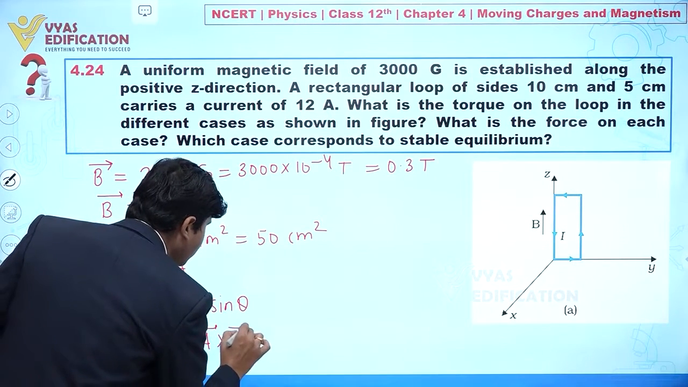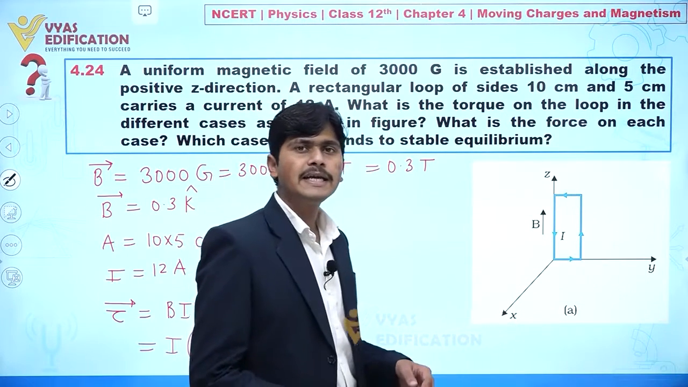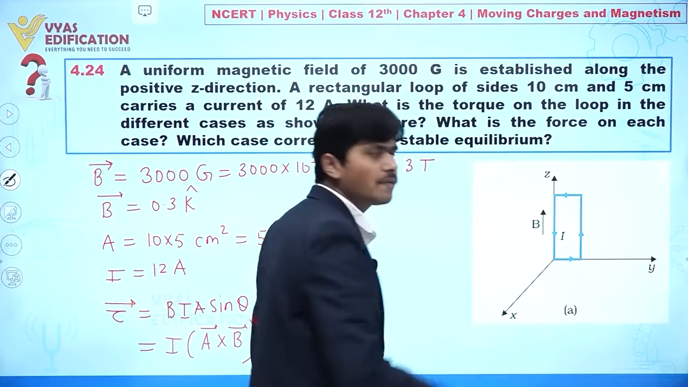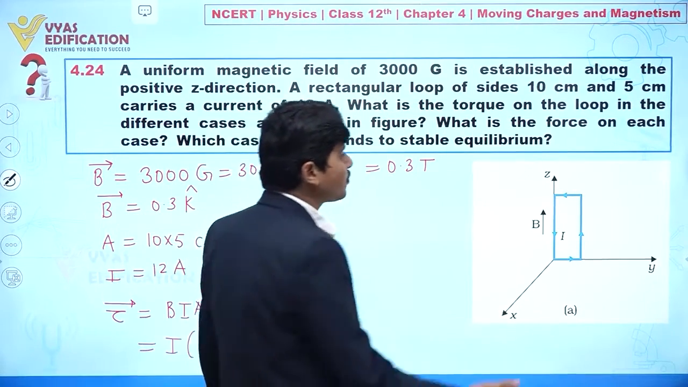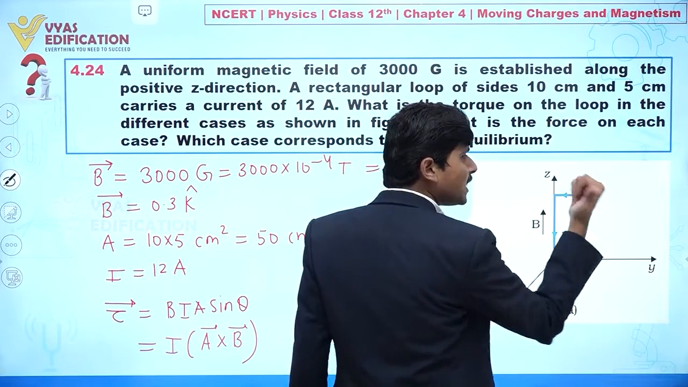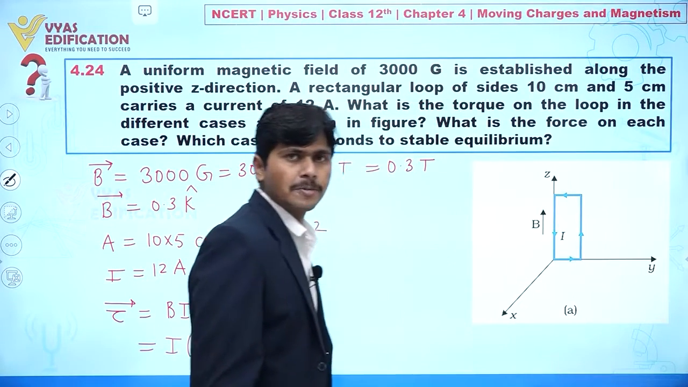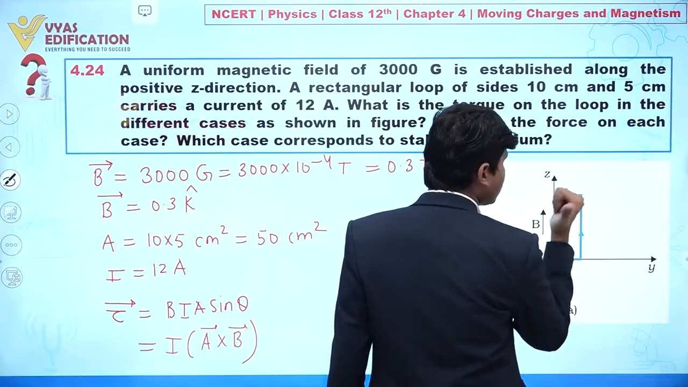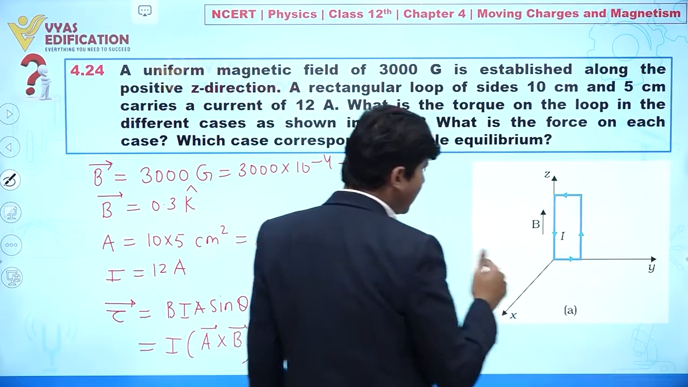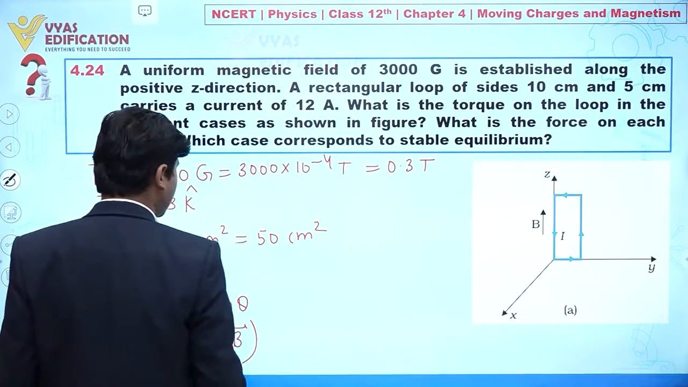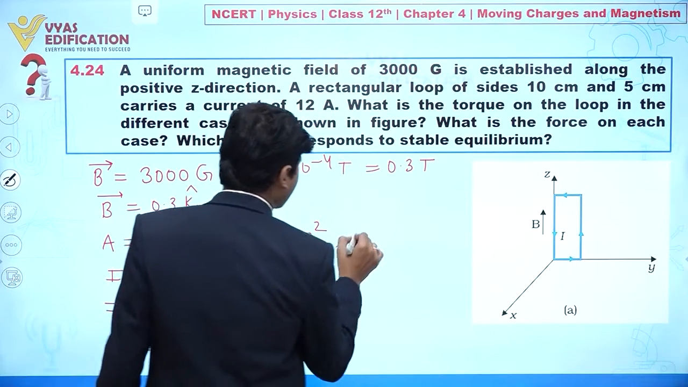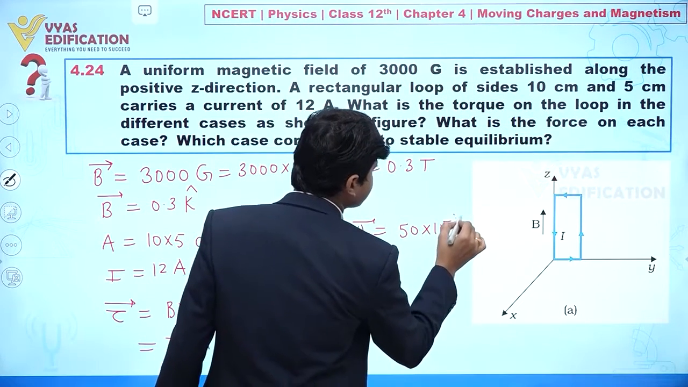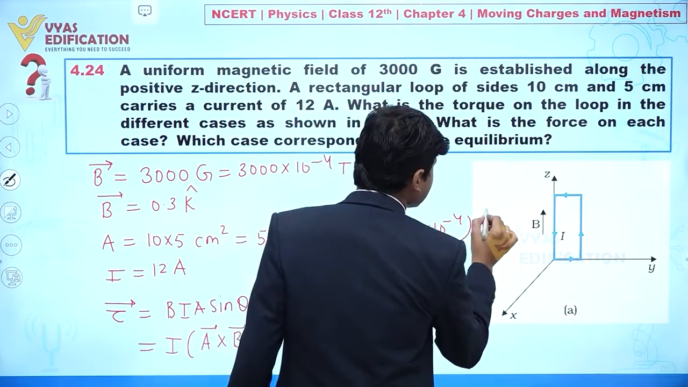Clear? Now how will we find the direction of the area vector? You can see the direction of current is anti-clockwise. So if you curl your fingers like this, the thumb indicates the direction of the area vector. Clear? The area vector direction is always perpendicular to the surface. So in vector form I can say this is 50 into 10 to the power minus 4, this is the magnitude, and this is k cap.